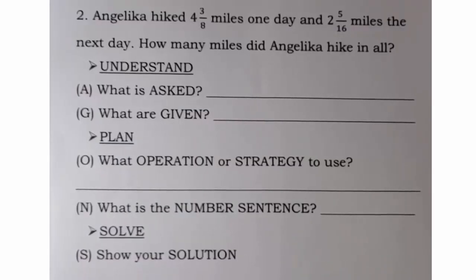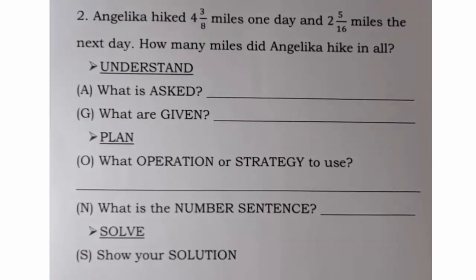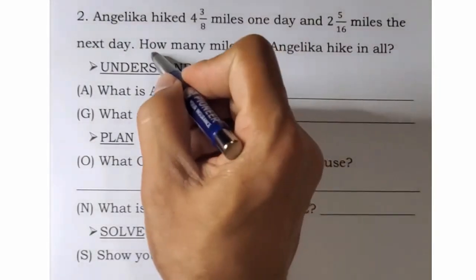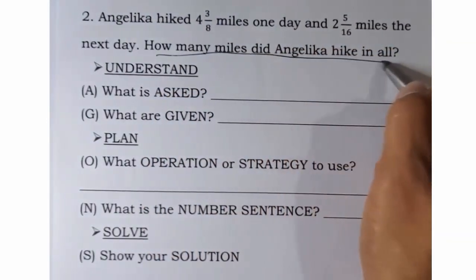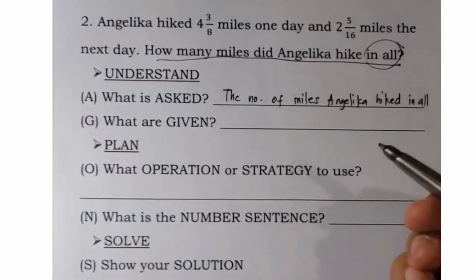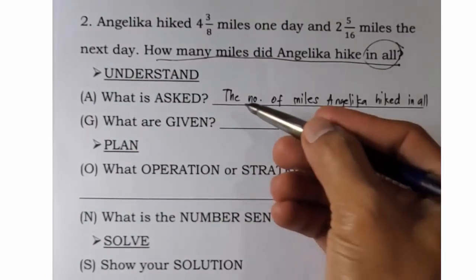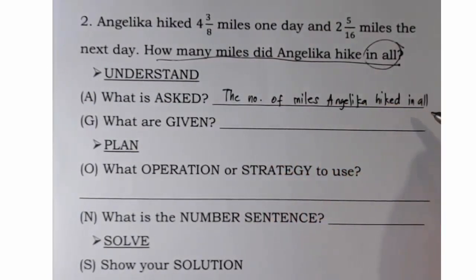Let us now try item number 2 of What's New that is still on page number 5 of your module. The problem: Angelica hiked 4 and 3/8 miles one day and 2 and 5/16 miles on the next day. How many miles did Angelica hike in all? In this problem, we need to understand the problem, so we need to know what is asked. And what is asked here is the number of miles Angelica hiked in all.